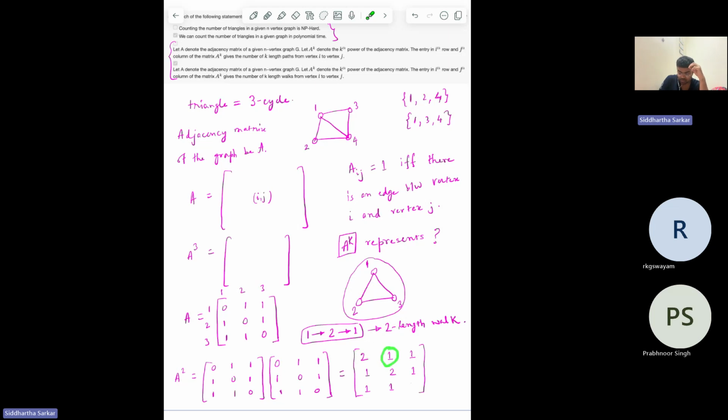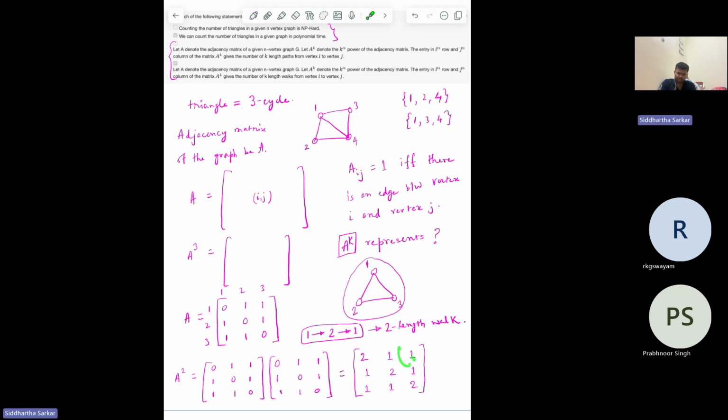Now this is the entry corresponding to 1 and 2. So how many 2 length walks are there from 1 to 2? It's saying that there is exactly one way you can go from 1 to 2 using 2 hops. Is that fine? Yes, yes. So you can mark the last entry of this matrix as 2. Oh yes, last entry I have not written.